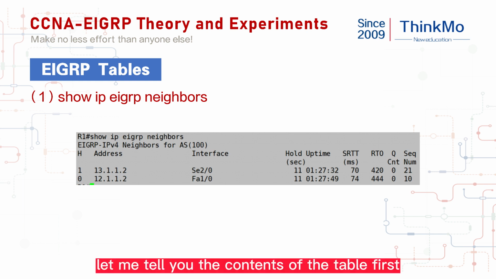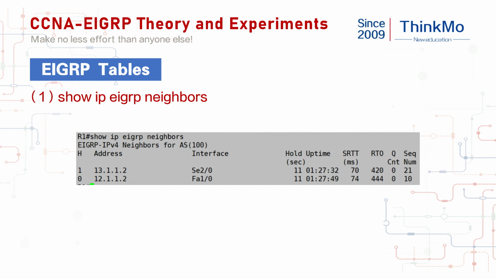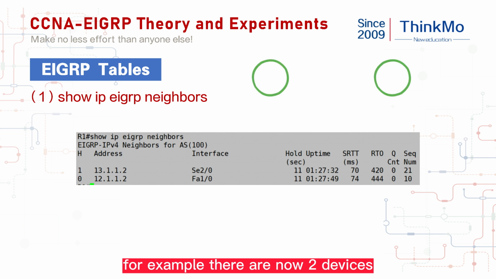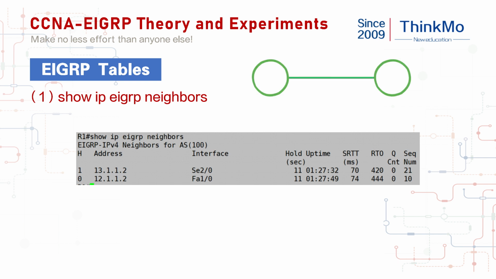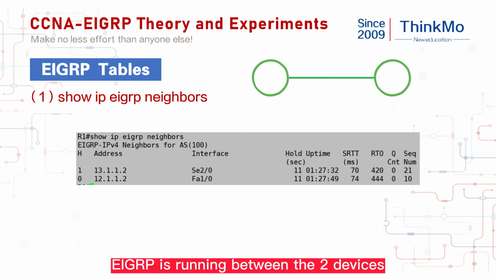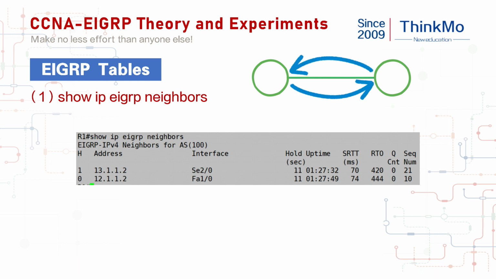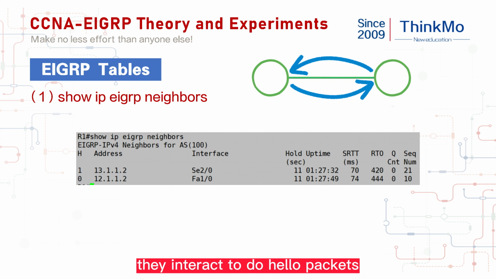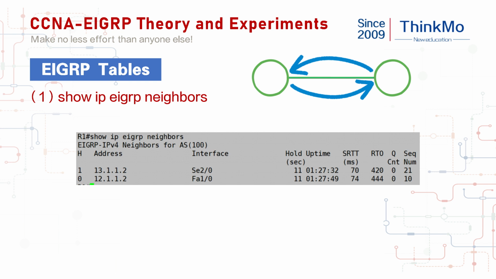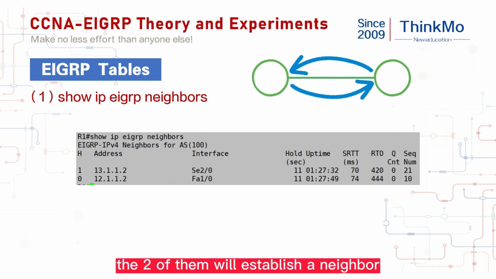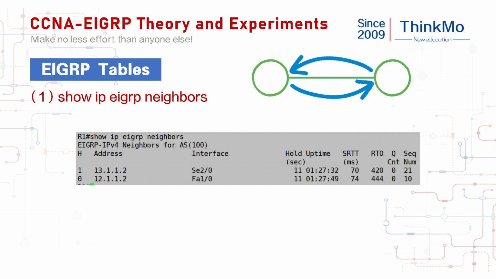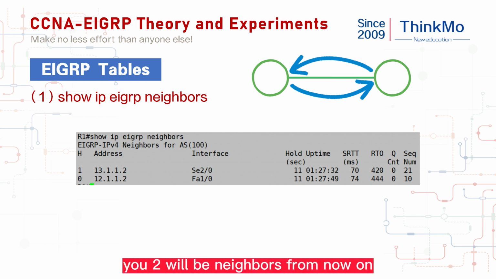Let me tell you the contents of the tables first. For example, there are now 2 devices, and EIGRP is running between them. Then they will exchange messages with each other. They exchange hello packets, which are greeting messages. After the exchange of these messages, the 2 of them will establish a neighbor relationship. It's like you open the door and say hello to your neighbor. You 2 will be neighbors from now on.